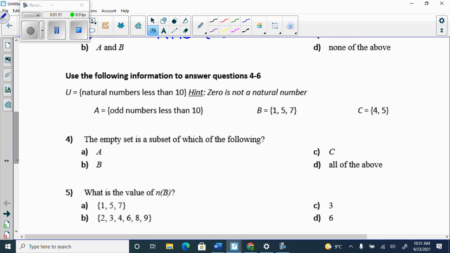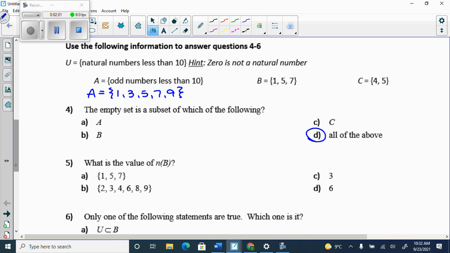And this one says, natural numbers less than 10 is the universal set. I have to give you that because I asked you some complement questions below, correct? Odd numbers less than 10, so I would list them, and I get 1, 3, 5, 7, 9. B is 1, 5, 7. C is 4, 5. The empty set is a subset of which of the following? All of them, because the empty set is a subset of everything.